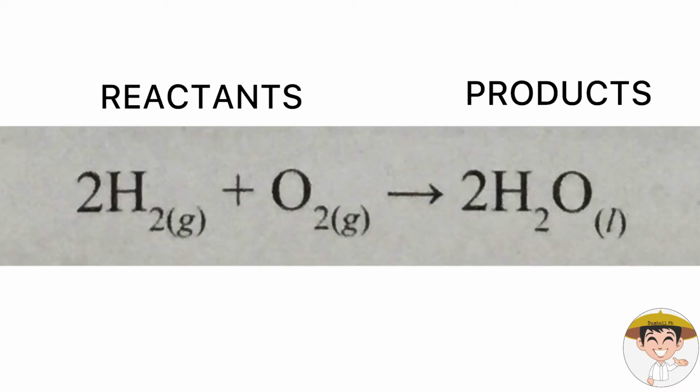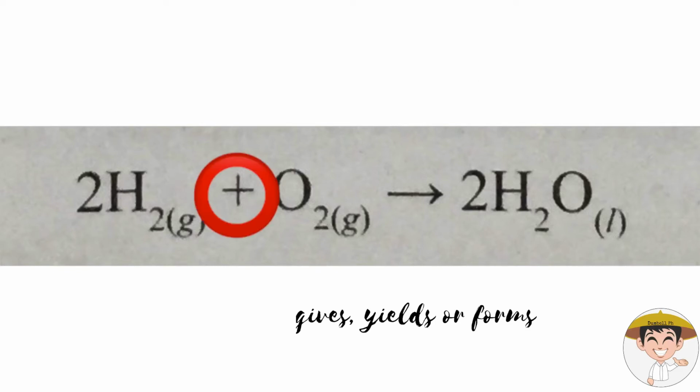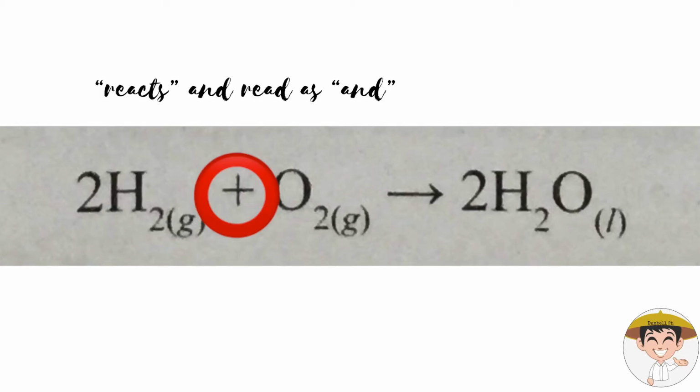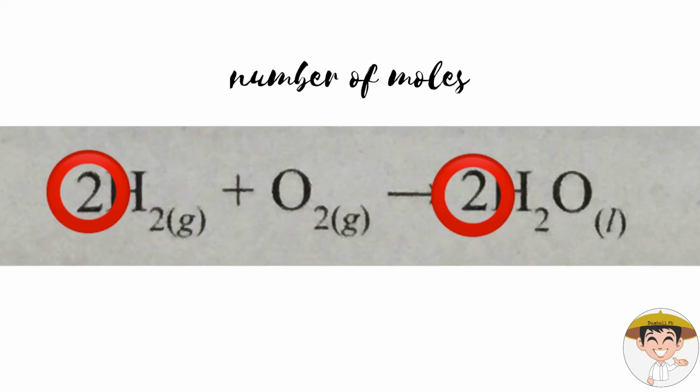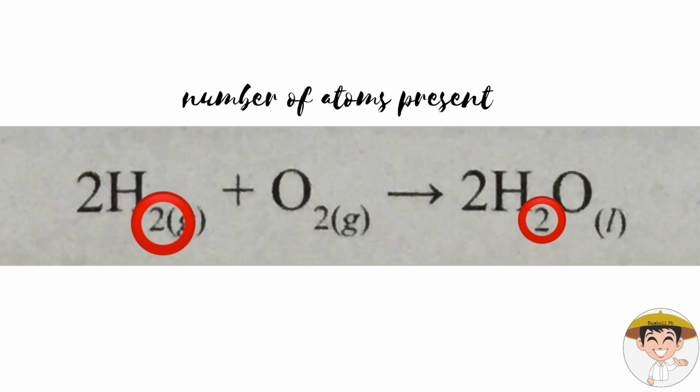The arrow is read as gives, yields, or forms. On the other hand, the plus sign appearing between the chemical formulas in the reactants or also in the products simply means reacts and is read as and. The coefficient written before the element or compound signifies the number of moles reacted or produced, and the subscripts denote the number of atoms present in the molecule or compound.